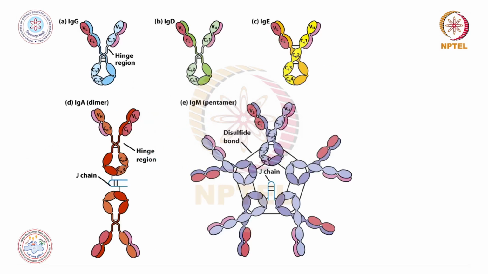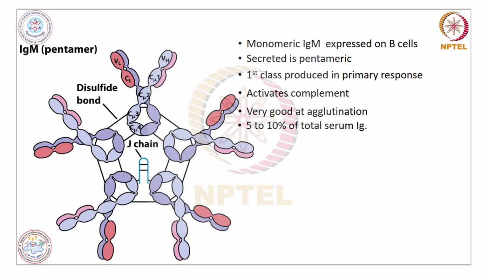So there are five subclasses of antibodies. First one is IgG, then IgD, then IgE, IgA, and IgM that we have seen in the last class. So I will take a quick revision of this. Like this, IgM is a pentameric structure.